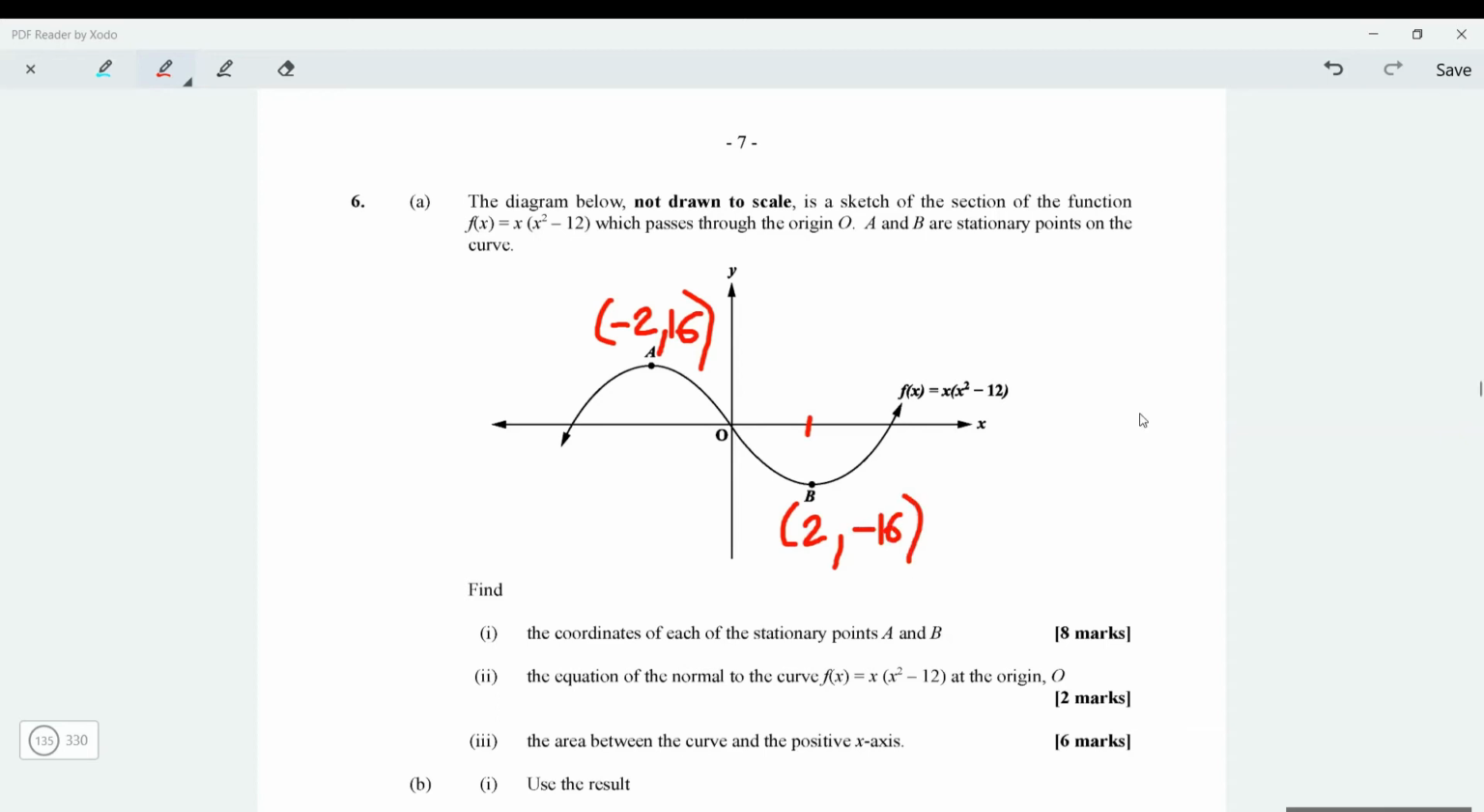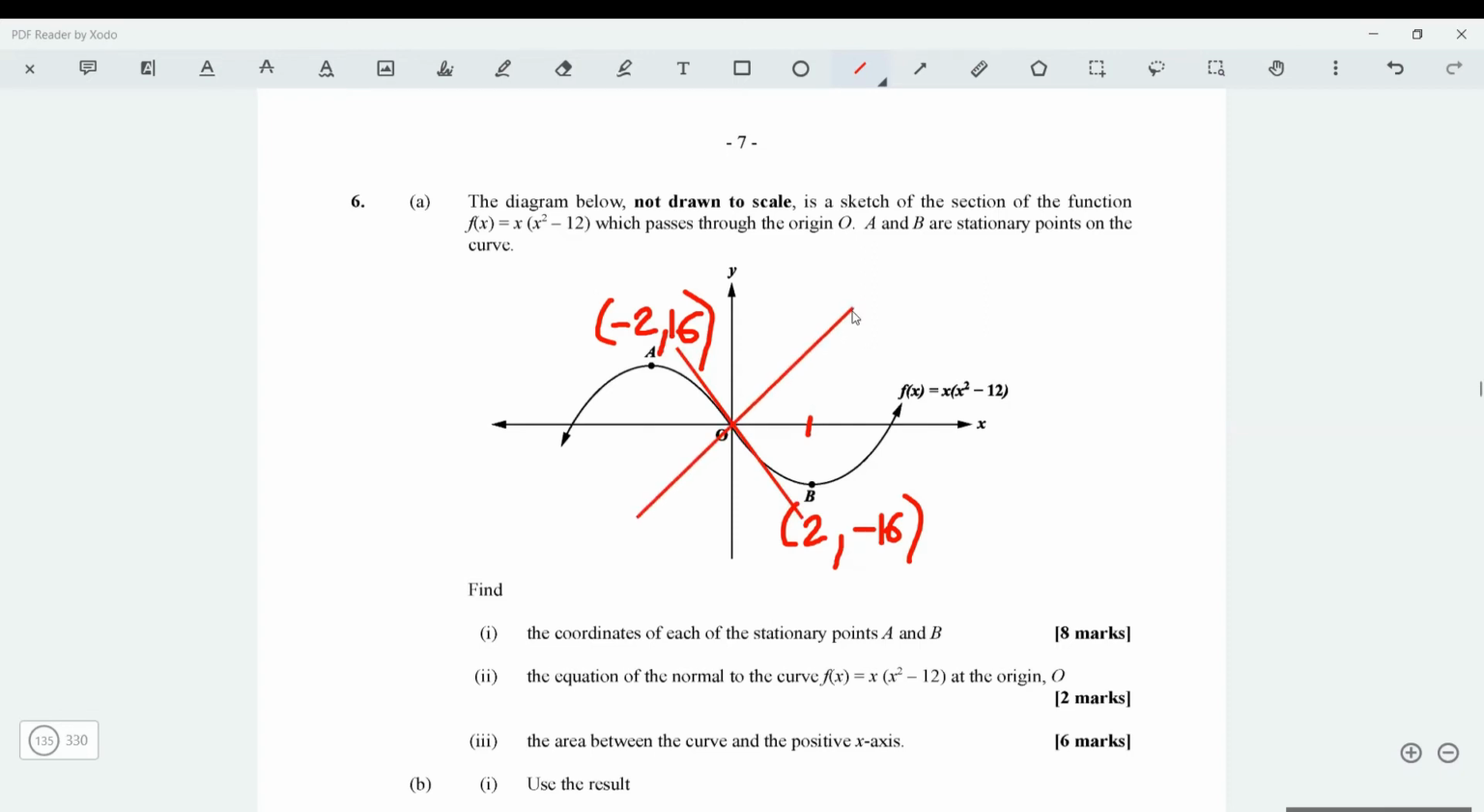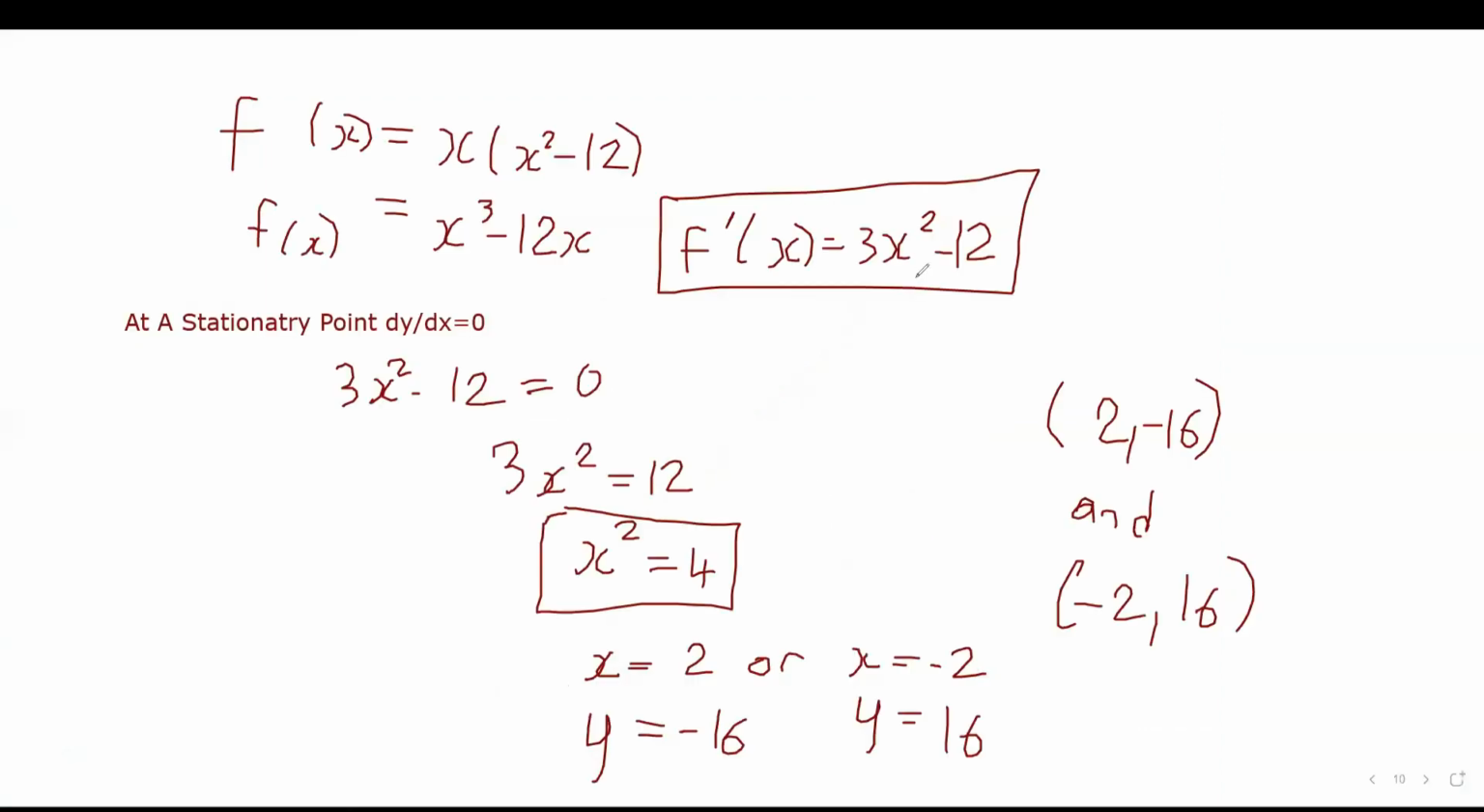Now here they say, find the equation of the normal to the curve at the origin. So Marika, this would be the tangent to the curve at the origin. That would be the tangent, but they don't want the tangent. They want the normal to the curve at the origin. All right, so first thing we need to find is the gradient of the tangent at the origin, so we can then find the gradient of the normal.